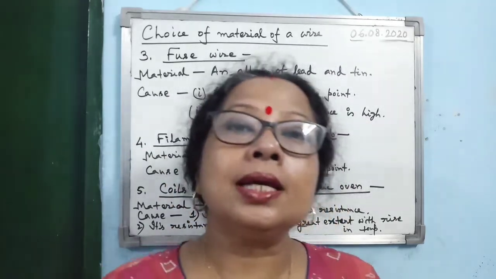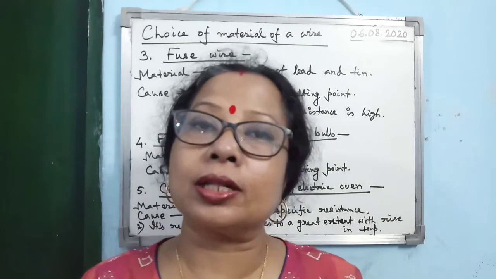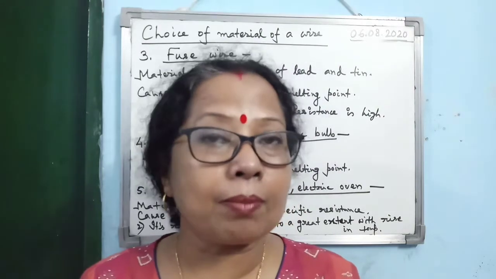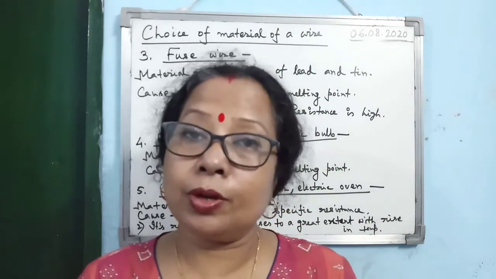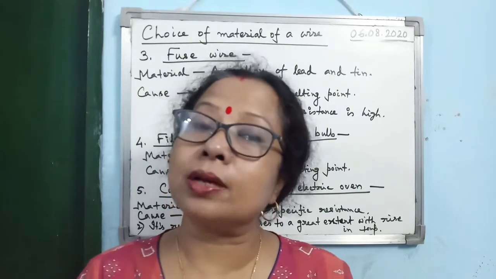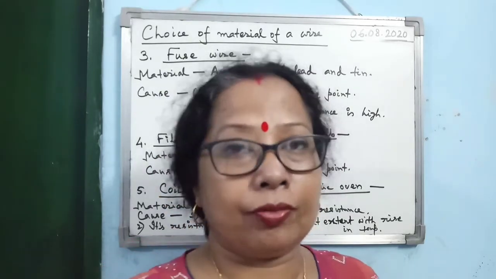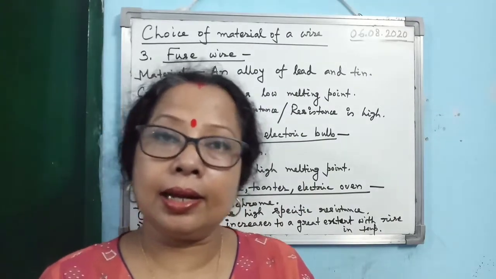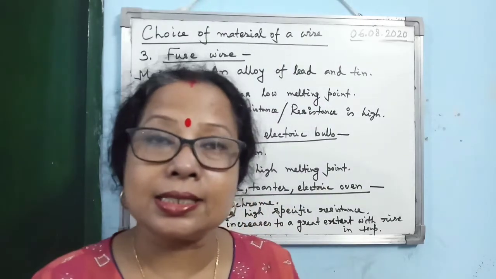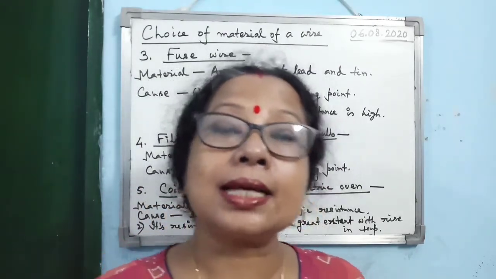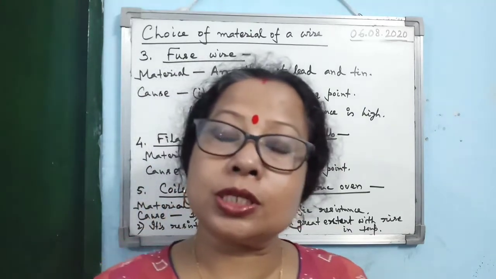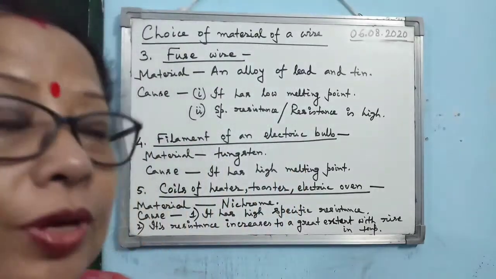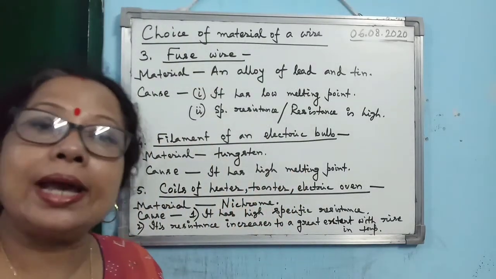Then the next one is the coils of the heating elements of an electric toaster. Then you can say electric oven. Remember, electric oven but not microwave oven, because microwave heating is produced in a different manner. It is different from the electric oven, so you should not write microwave oven. It is electric oven, electric toaster, electric geyser, electric heater, where there is a coil which produces a large amount of heat when current passes through it. So what is the material we use for it? We use nichrome. Why nichrome?